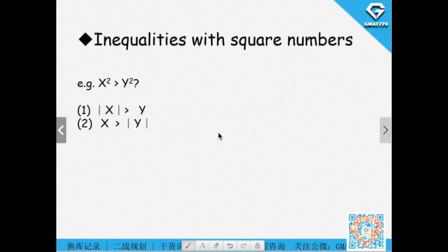Okay, so let's use these examples to have a deeper understanding of the method we have just learned. Now, this question is asking whether the square of x is greater than the square of y. As we have learned before, when we compare square numbers, we can transfer it into the comparison of absolute values. So actually the question is asking whether the absolute value of x is greater than the absolute value of y. Okay, so let's take a look at statement 1.